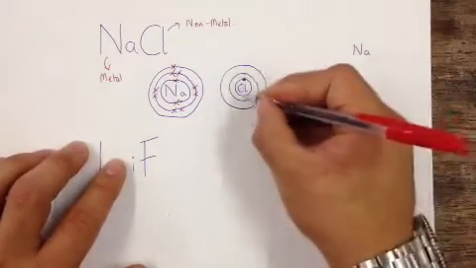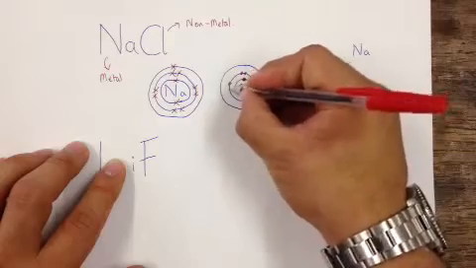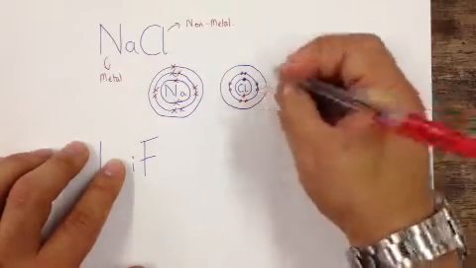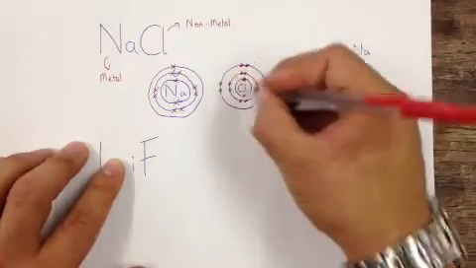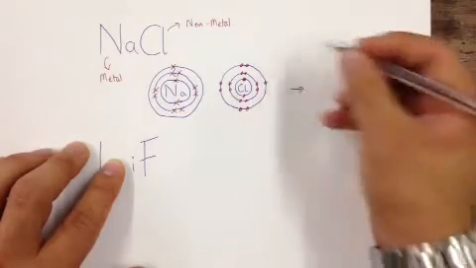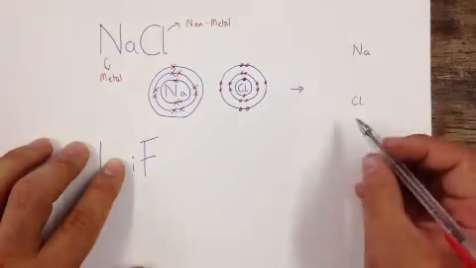Chlorine, on the other hand, has 17 electrons. That means that it has 2, 8, 7. So it has 1 space in its outer shell. So for chlorine, it's more likely for it to want to gain that 1 electron than to lose it. So what happens is this electron from the sodium will be lost and come over to the chlorine.